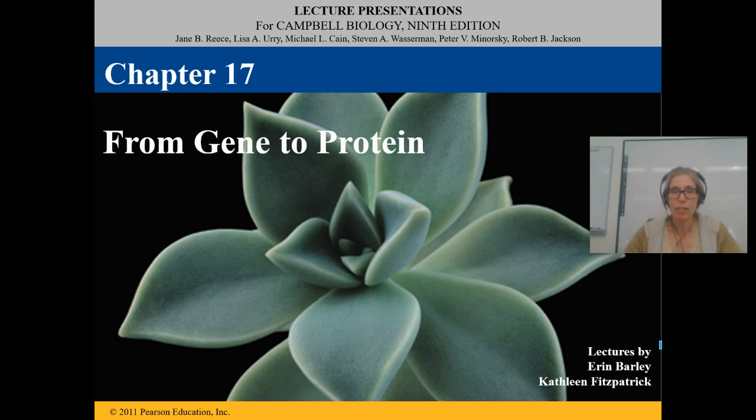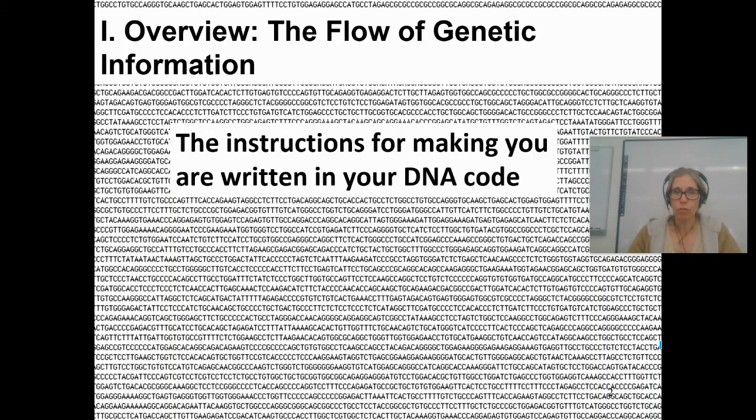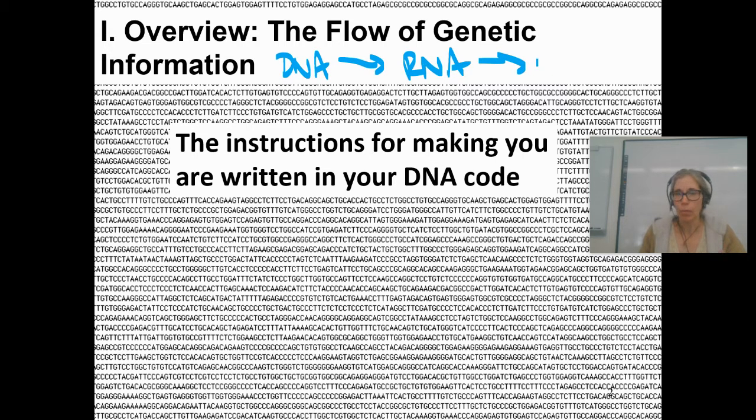Welcome to AP Biology. Today I want to talk to you about the flow of genetic information from a gene, which is a piece of DNA, to RNA to a protein. So the general overview is that DNA codes for RNA and RNA codes for a polypeptide or a protein, right?